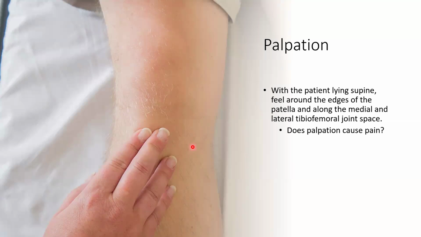So when it's time to palpate, we're going to have the patient lie supine on an operating table or an exam table. Always remember to ask before you start touching people. Tell them what you're going to do and why you're doing it. Never just assume it's okay to start touching people. So I would let the person know, okay, I'm going to feel around your kneecap and around the joint space of your knee. Is that okay? If they say it is okay, then you say, okay, let me know if something hurts.